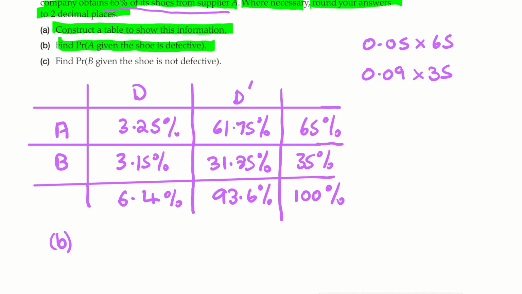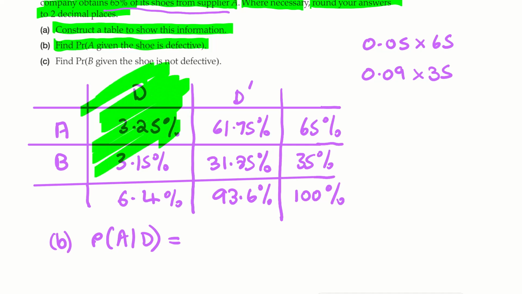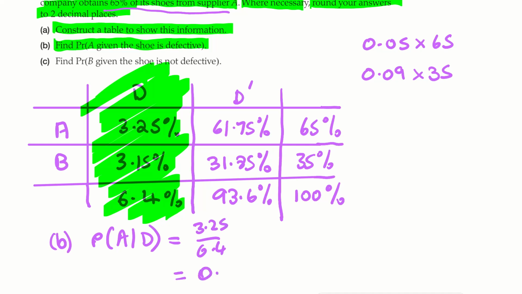So for part B, find the probability A given the shoe is defective. So that is the probability of A given defective. And so we're only looking at the defective ones. So we're only looking at this column. And that means the denominator is 6.4 and the A's are 3.25. If you calculate that to 2 decimal places is 0.51.